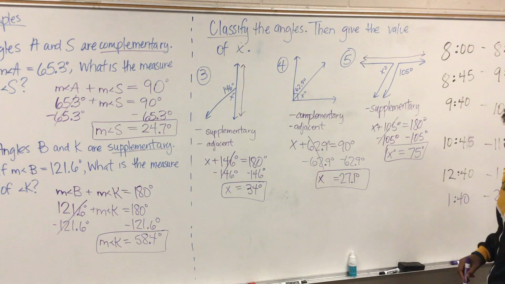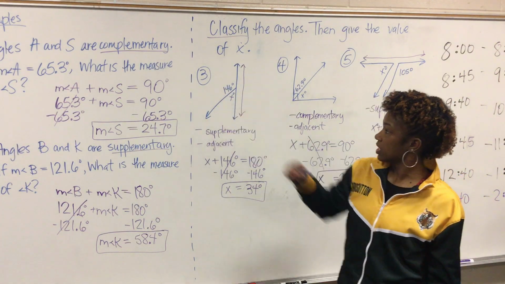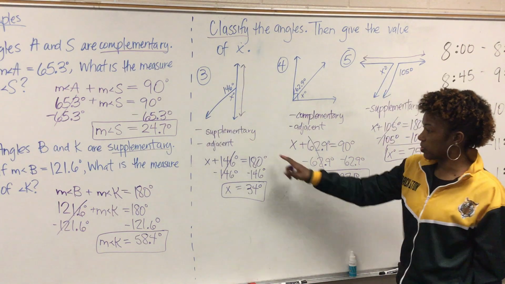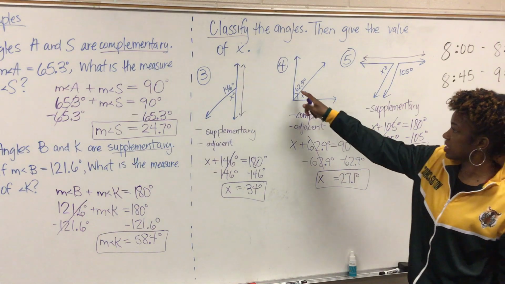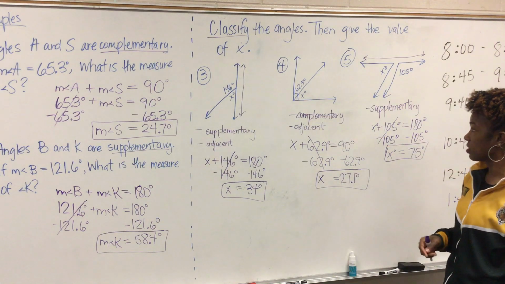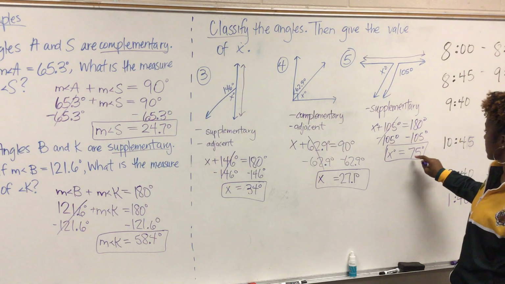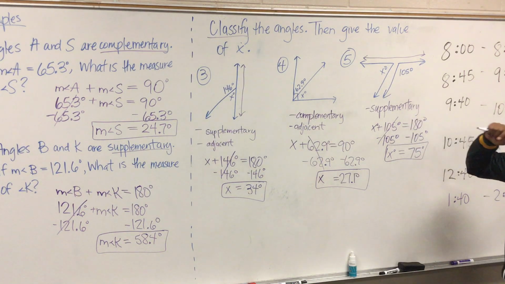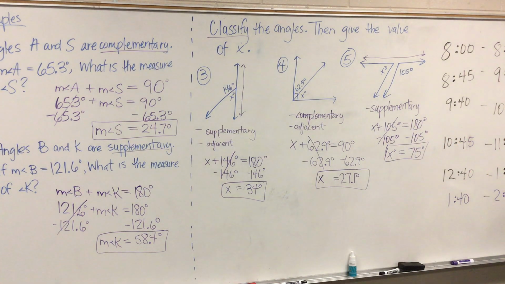Once again, if I wanted to check all of these, I can add 34 degrees plus 146. I should get 180. If I add 27.1 degrees to 62.9 degrees, I should get 90. And lastly, if I add 75 degrees to 105 degrees, I should get 180 because it is supplementary. So these are your angles.